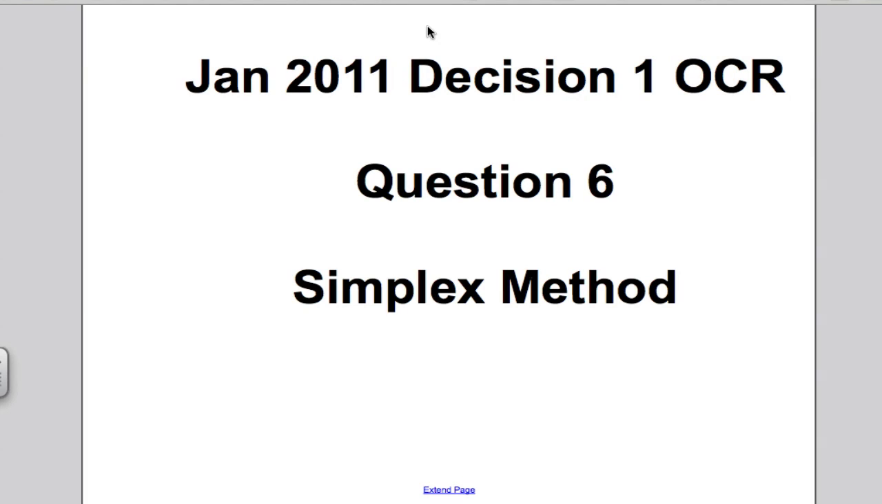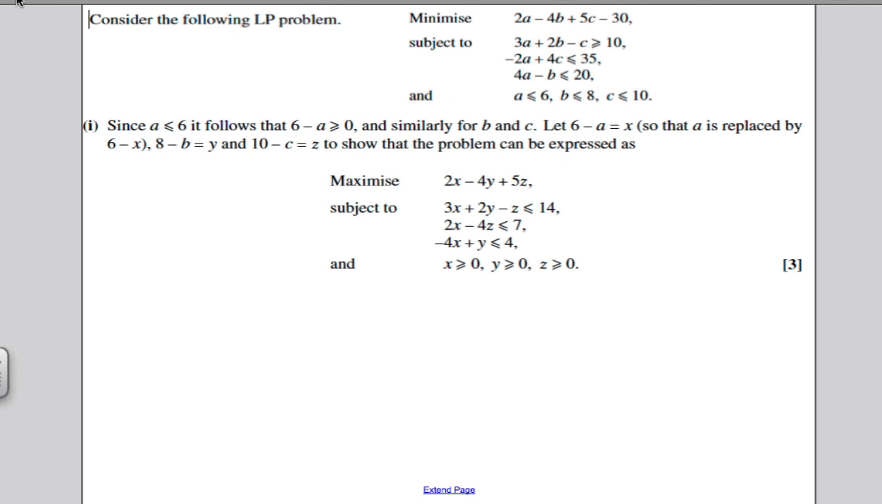In the following video, I will answer for you the January 2011 Decision 1 OCR paper, question 6. This question was about the simplex method. Okay, let's start straight away by having a look at the question. It said, consider the following linear programming problem, which was a minimization with certain constraints.